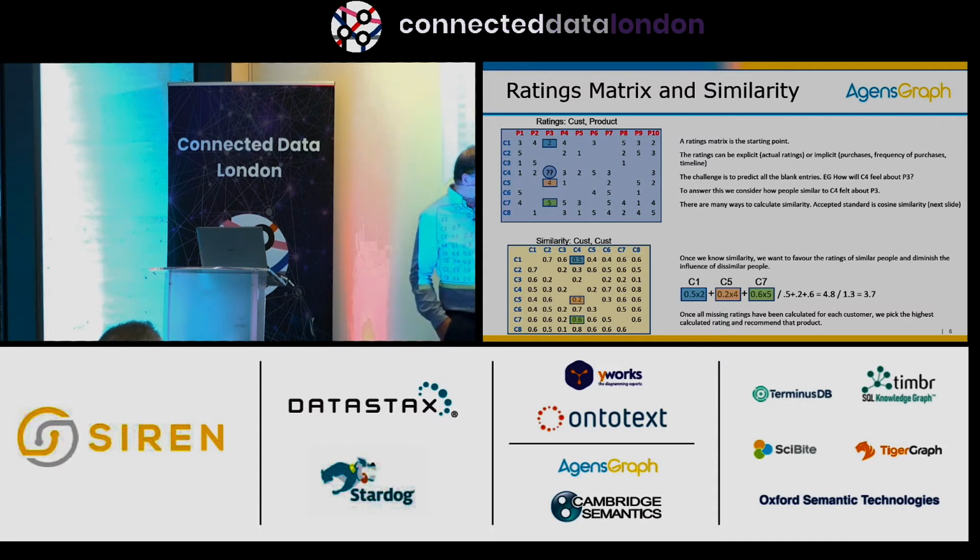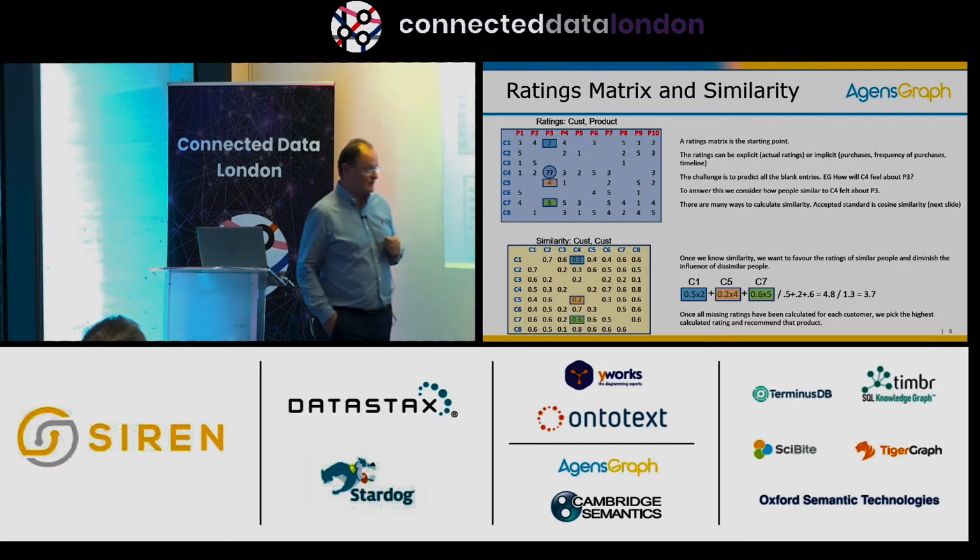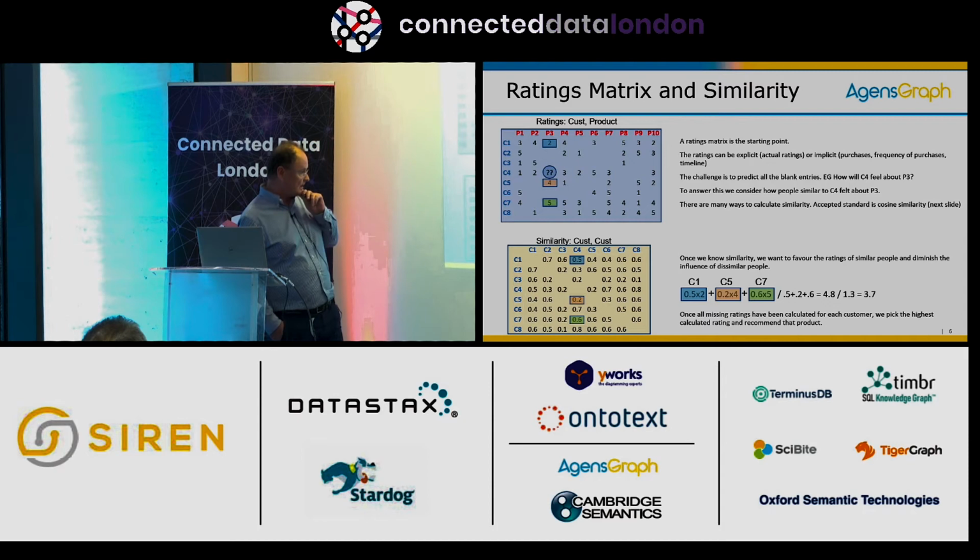This is how similar he is, and this is what C1 thinks of the product. This is how similar he is to C5 and what C5 thinks about the product. This is how similar he is to C7 and what C7 thinks about the product. I add them all up together and divide by a normalizing figure to keep it between 0 and 5 in this example. And that's it. Like for free, I have now rated the product with just that arithmetic.